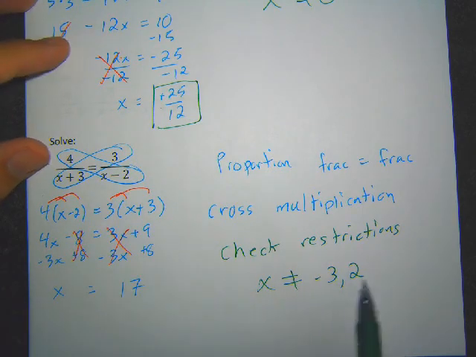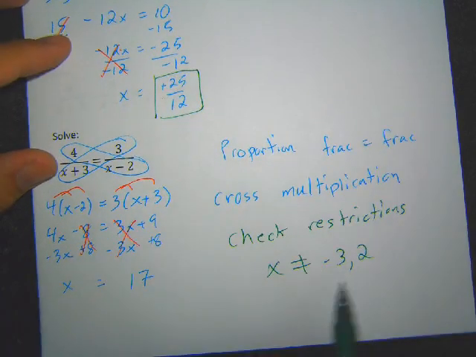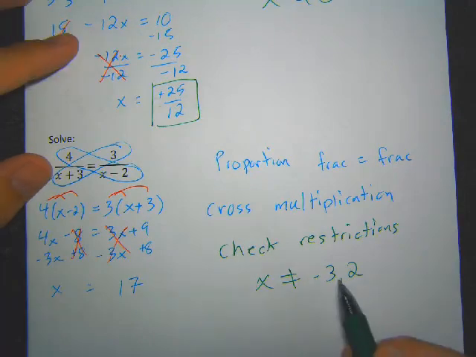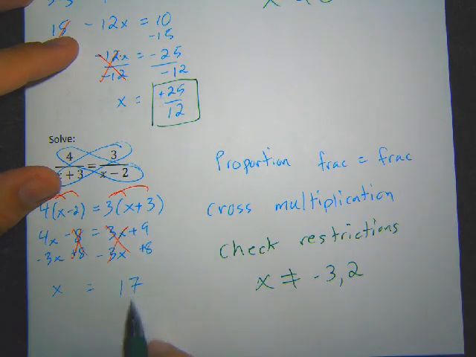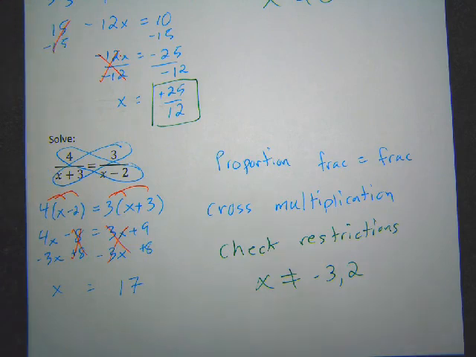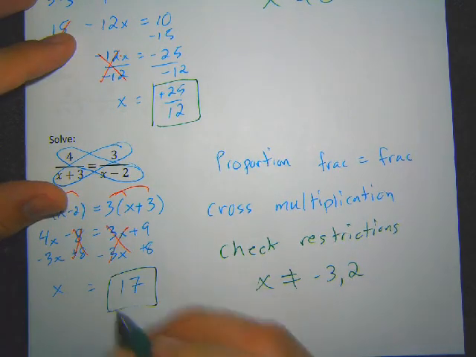And yes, you can have more than one restriction, right? So you do want to check and make sure you find all the restrictions. Once you know the restrictions, then you can check and see, did the number I get match those restrictions? If it does, you toss it. If not, like 17, you keep it because it's good.